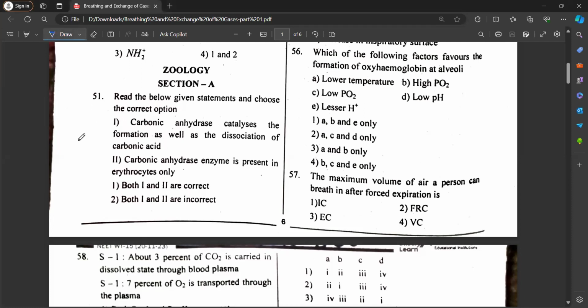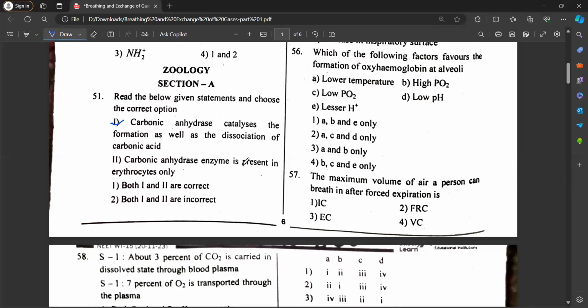Let us see questions from breathing and exchange of gases. Read the below given statement and choose the correct option. Carbonic anhydrase catalyzes the formation as well as the dissociation of carbonic acid. Yes, the statement is true.